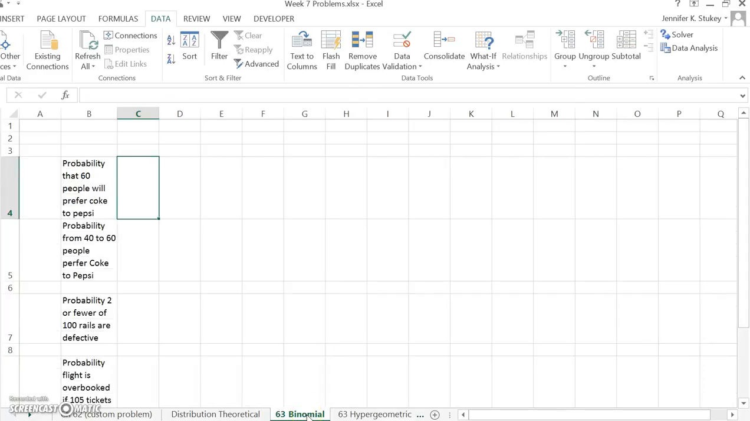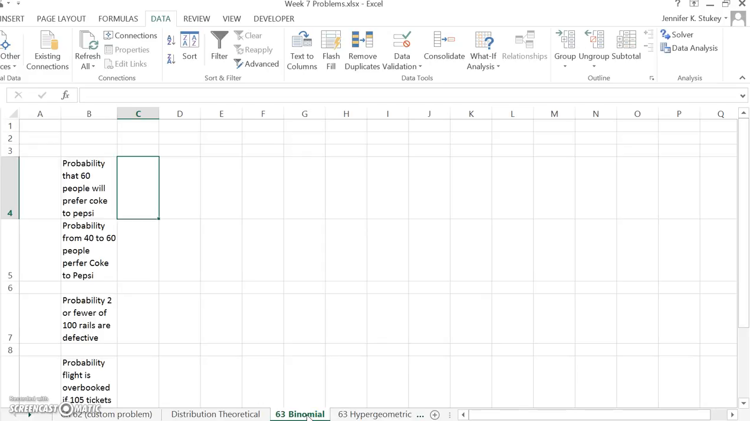So let's look at some binomial problems. These problems come directly from your textbook. You can follow along on page 515 of your Excel 2010 Data Analysis and Business Modeling textbook. What we want to find out is the probability that exactly 60 people will prefer Coke to Pepsi. Per your problem, you know that there is a 50-50 chance that people will prefer Coke to Pepsi, and we're going to do 100 trials.